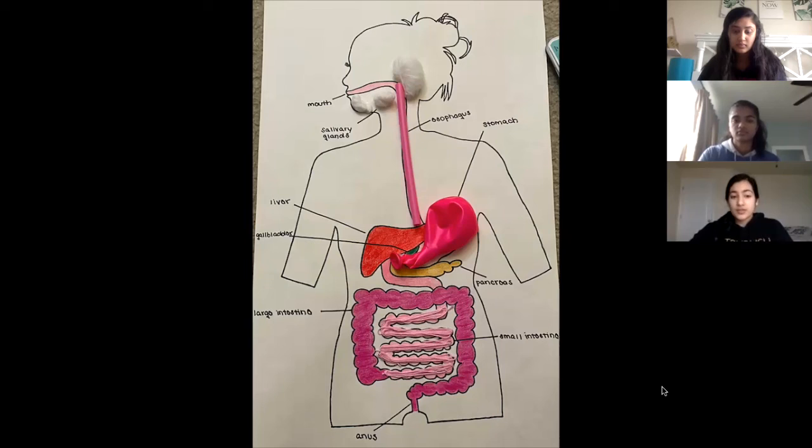That brings me to the next organ in the system, which is the anus, which is also represented by colored pencil. It starts at the bottom of the rectum, which is the last portion of the colon. It is used to excrete all of the substances that have not been digested by the body, so the stool. It is at the very end of the gastrointestinal tract and is the last opening.